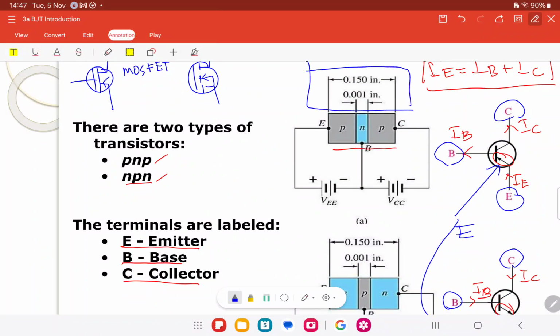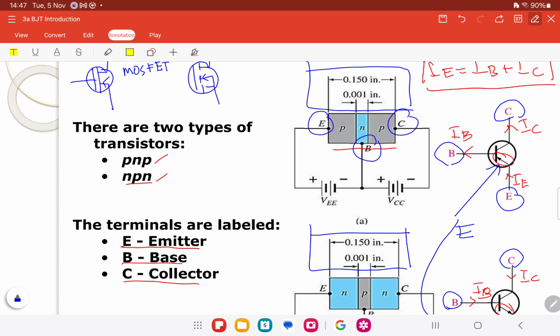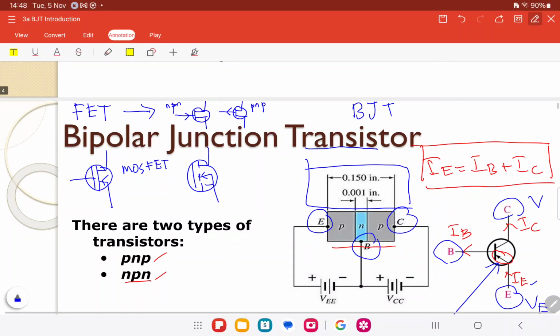Alright, so this one, ini apa? Yang ini is the ratio of this layer yang kita ada. Kan kita ada E, base, C. Okay, so all the time, sepanjang masa, the base is the thinnest one, yang paling nipis. Tak kira lah for the PNP or the NPN, dia mesti yang paling nipis. And then dekat setiap terminal, dia mesti ada voltage dengan current.